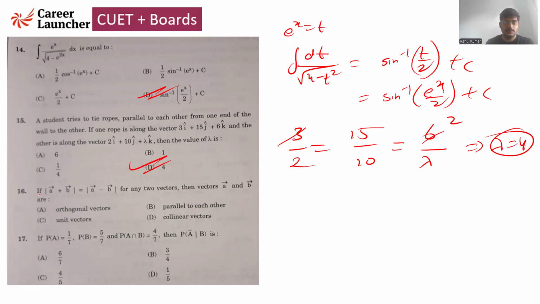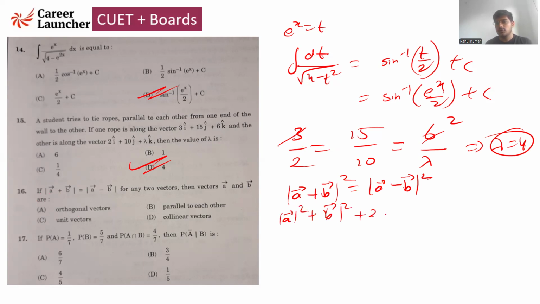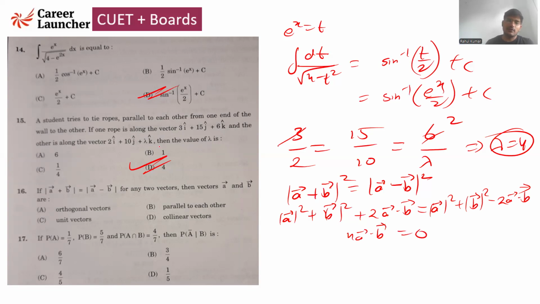Now we have a next question. If the magnitudes of the two vectors are equal, then what is the angle between them? Just do the whole square. You'll have A vector magnitude whole square plus B vector magnitude whole square plus 2 A dot B is equal to A vector magnitude whole square plus B vector magnitude whole square minus 2 times A dot B, and you will have 4 times A dot B, which is equal to 0. And whenever the dot product is 0, both are perpendicular, means orthogonal vectors.